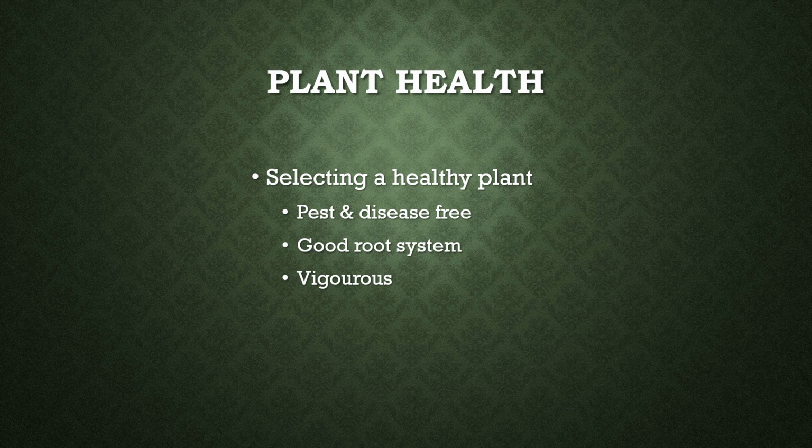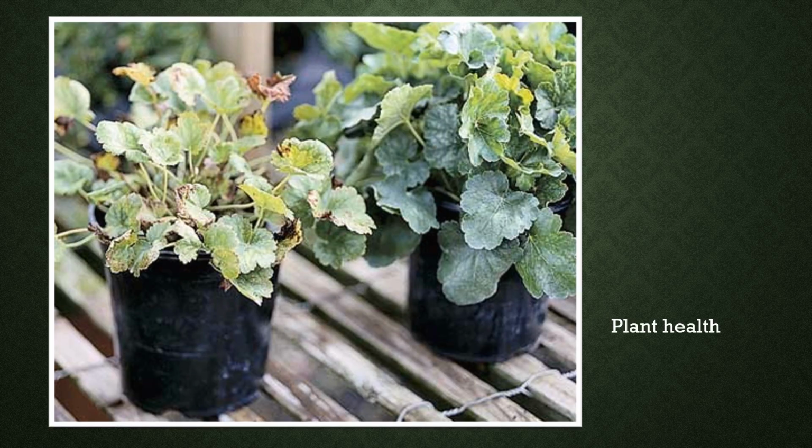Now, I talked about plant health at the point of purchase, and here we are going into it in a little more detail. You want to select a healthy plant when you're buying it. That's pest and disease free, has a good rooting system, and looks like it has vigorous growth. So 2 plants in a nursery, obviously you're going to pick the one on the right. The other one looks like it's either been underwatered, underfed, has a poor root system, something's going on there. It's not as healthy as the one on the right.